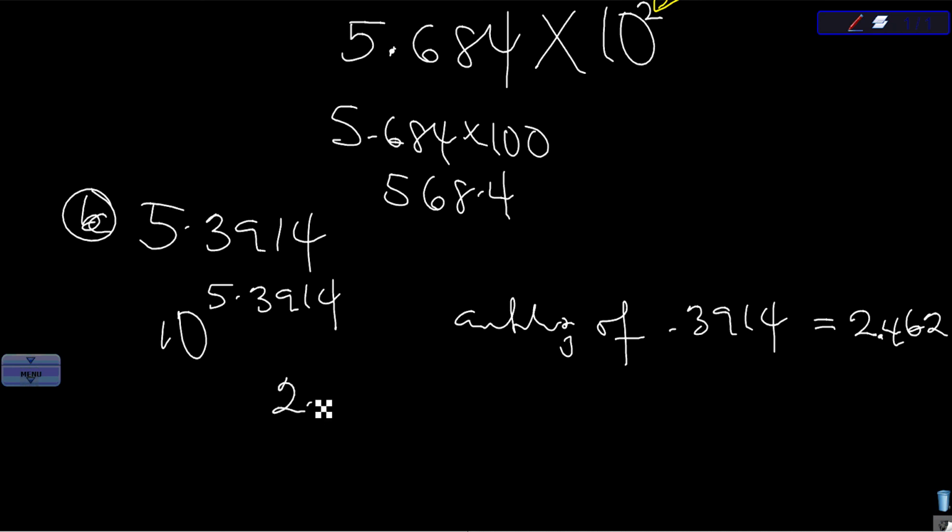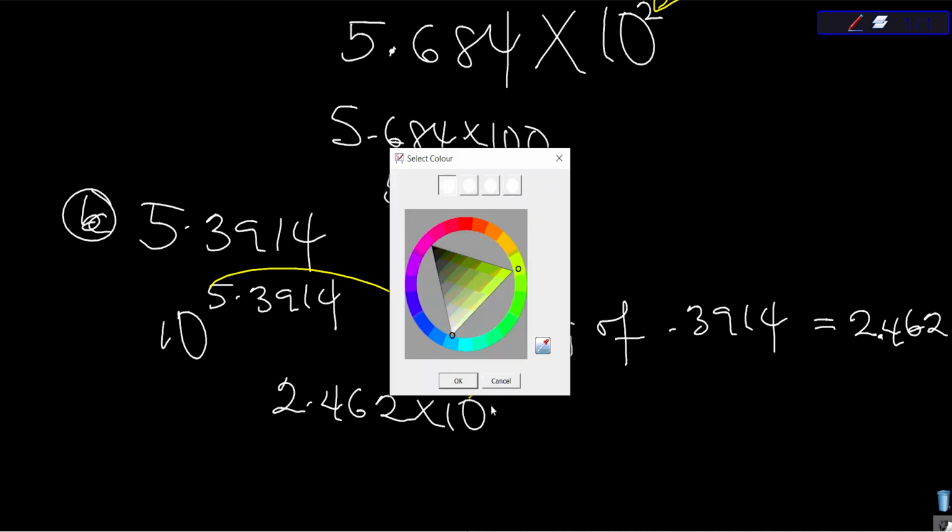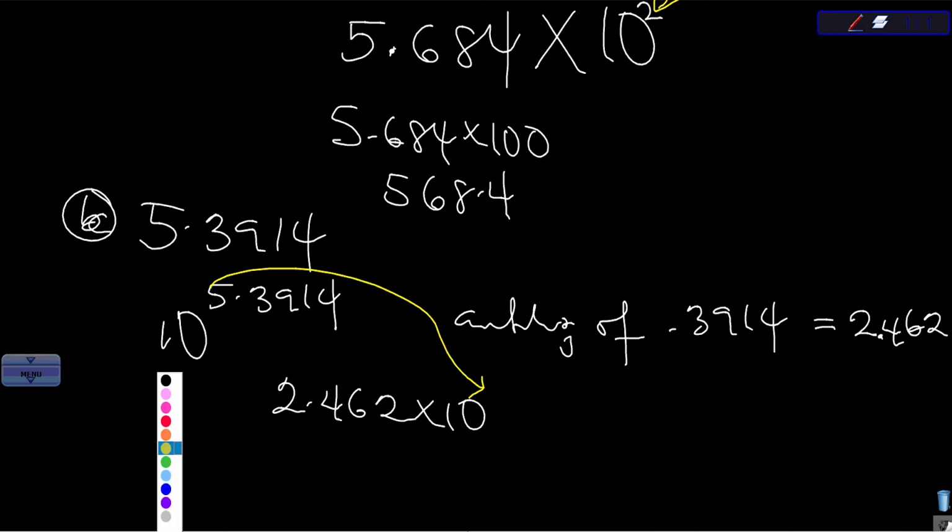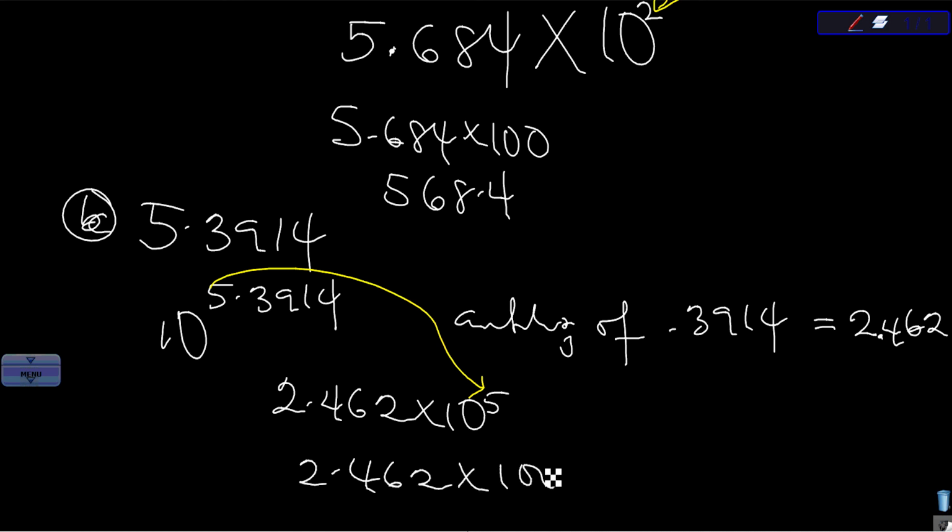So you have 2.462 times 10 raised to the power what? Times 10 raised to the power 5. You lift your 5 to that place. So that will be 2.462 times 100,000, and that should give me 246200. That is about that.